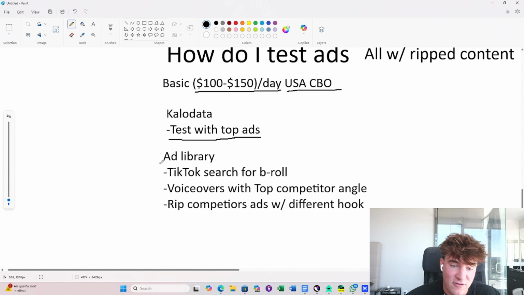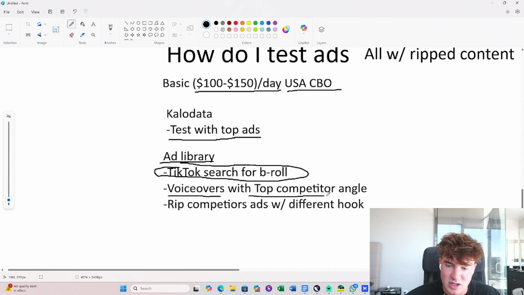And then if you found the product on ad library, what you can do is search on TikTok for B-roll of your product and then use voiceovers with the top angle from your top competitor. So whatever your top competitor's angle is, use that angle just for validation of the product. Obviously, eventually you're going to want to try to find new angles, but just for testing purposes, just test with what's already working.